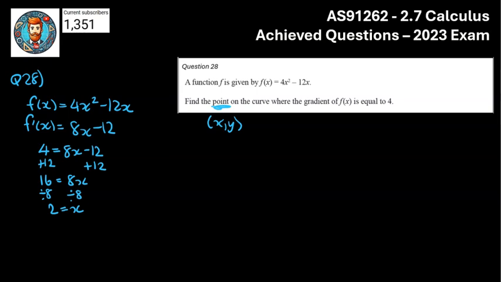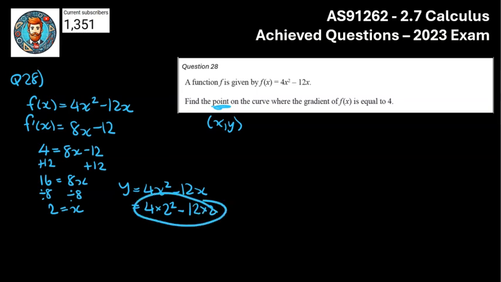Now that I've got that, I've got half the puzzle. I now need that y value, and to find the y value I'm going to substitute my x back into my original function. That'll give me the y coordinate that we're looking for. So let's do that maybe just over here. So y is going to be equal to 4x squared minus 12x. Subbing in, that's going to be 4 times 2 squared minus 12 times 2.